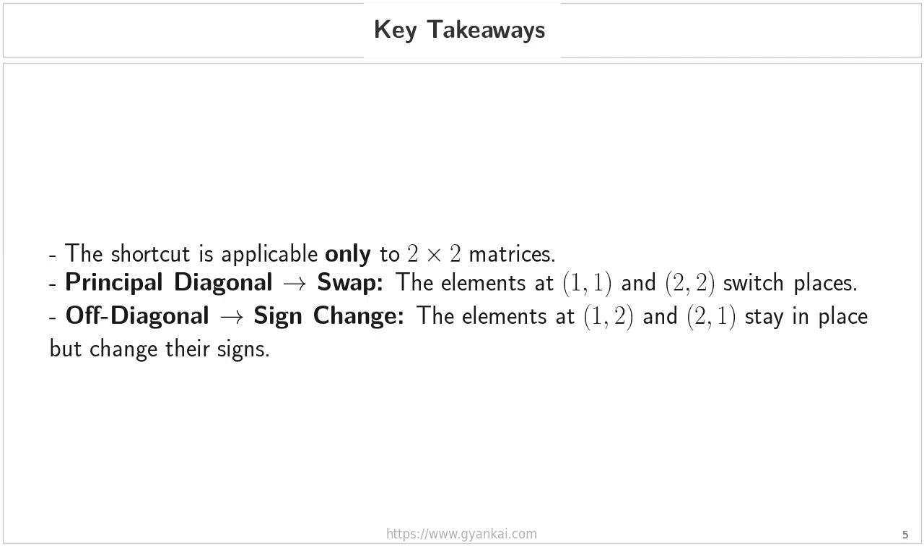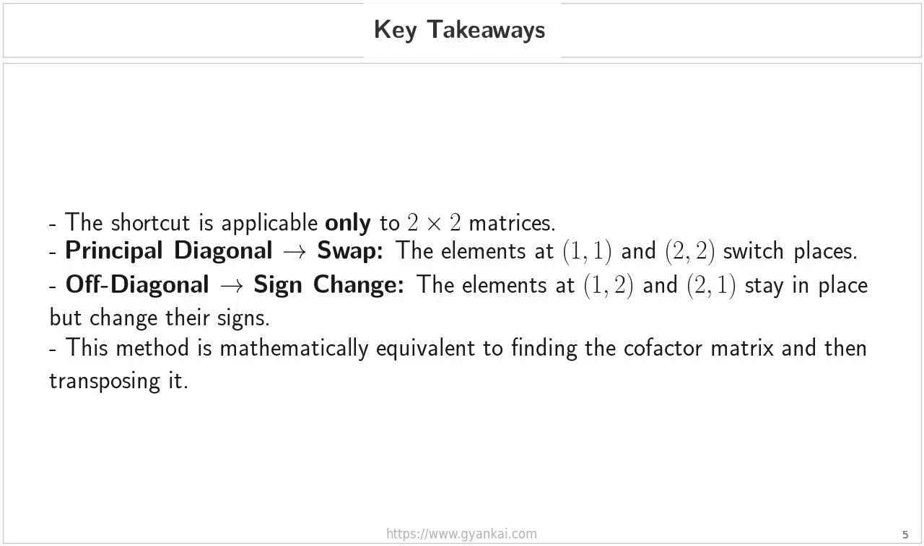to flip their signs. It is also important to realize that even though this feels like a magic trick, it isn't just a random trick. This method is mathematically equivalent to the full process of finding the cofactor matrix and then transposing it. It's just a much faster way to reach the same destination. Now that we have worked through that practical example, let's pause and summarize the most important points to keep in mind. Before we move on to some common pitfalls to watch out for, does that summary make sense?